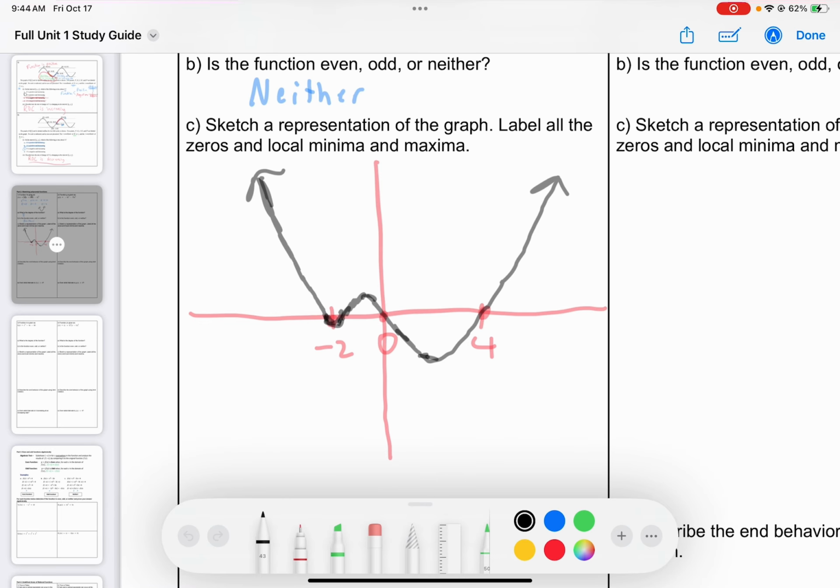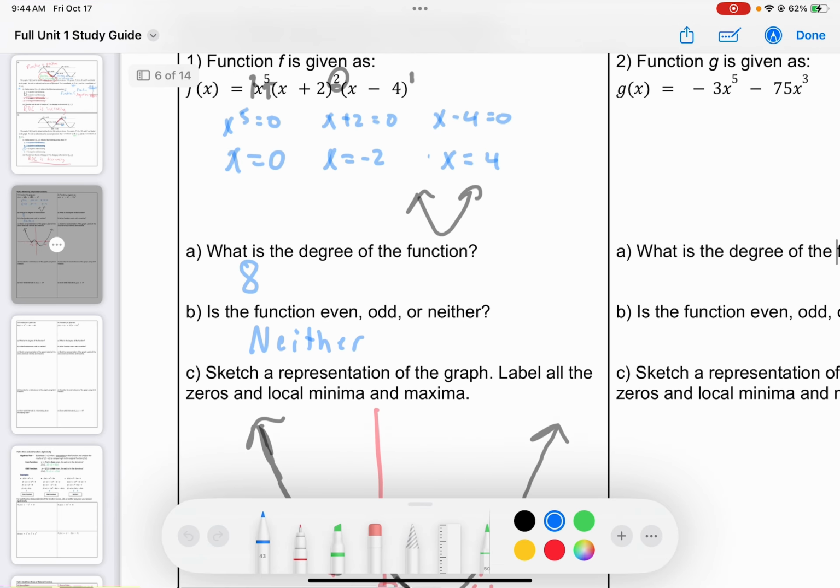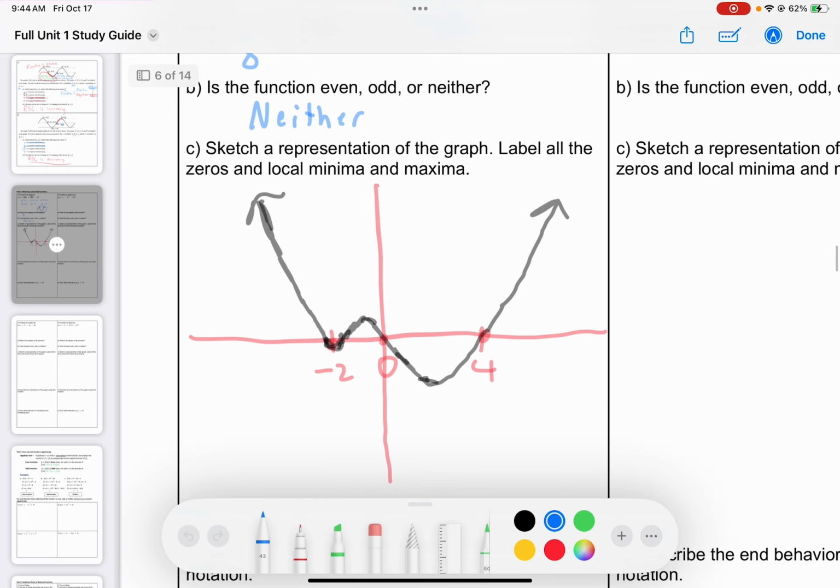Does my end behavior resemble what I sketched up here? Yes, it does. Quadratic end behavior, quadratic end behavior. We've already labeled our zeros. Let's label our local min and max. I have a local min here and a local max here. All right, any other questions on this?